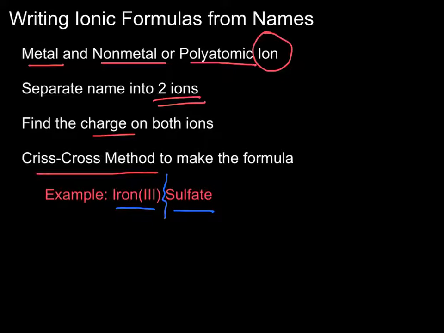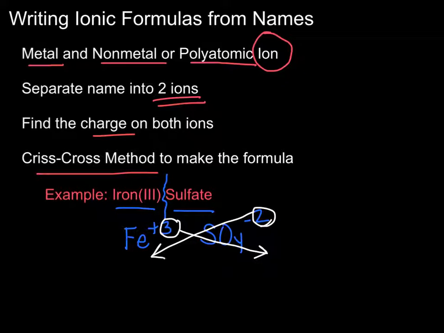Next, I'm going to write the symbols for each of the ions. So iron 3 is Fe plus 3, and sulfate is SO4 minus 2. Now what we're going to do is the crisscross method. So this is where we take the number only and cross it to be the subscript for the other element or ion. So we don't move the charge, we don't move the plus or minus, we're only moving the number.